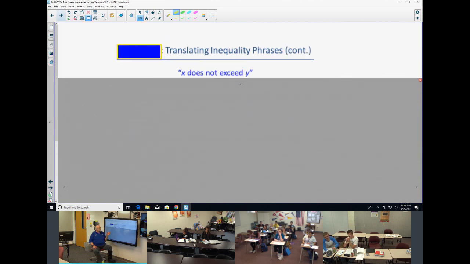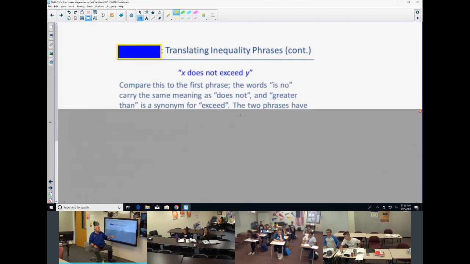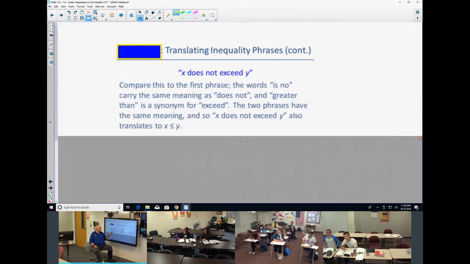Okay. X does not exceed y. All right, what would that mean? I know. X is less than y. Could it be equal to? No. If it doesn't exceed, that just means it doesn't pass, but it could be equal to. So this would be x is less than or equal to y. See, like if I had $20 in my wallet, and the amount of money that you have doesn't exceed that, well, you could also have $20. That just means you don't have more than me. Okay.